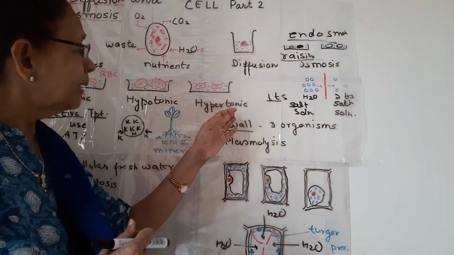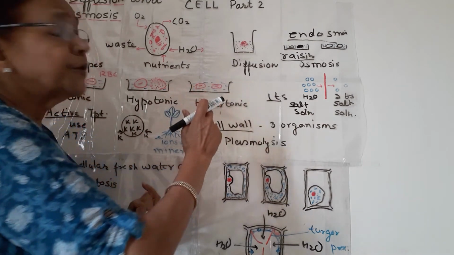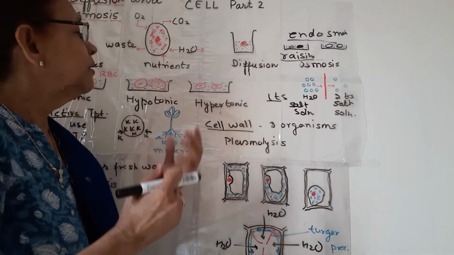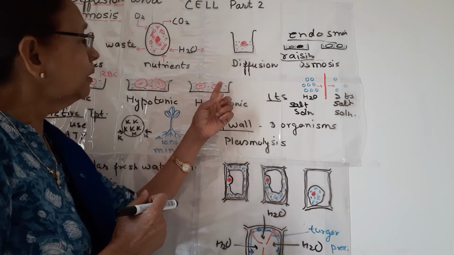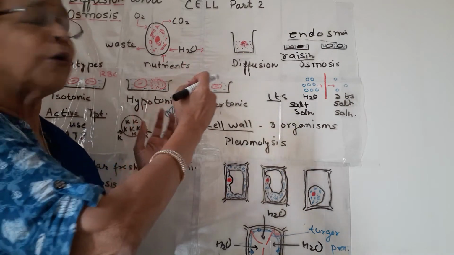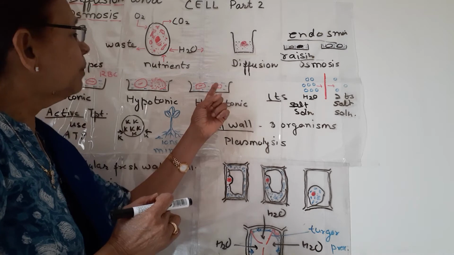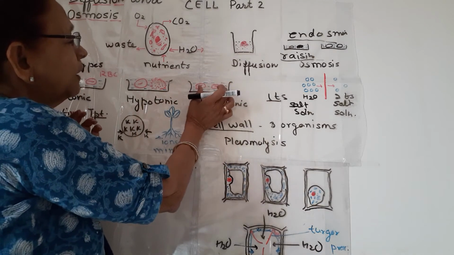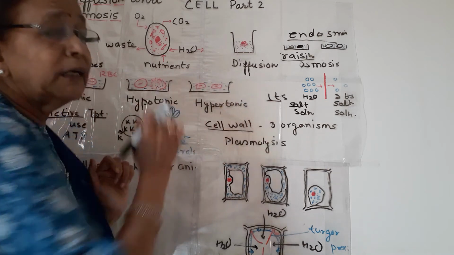The third is hyper. Hyper means more. More means the outer solution is more concentrated than the RBCs. So here the concentration of the solution is more than the cytoplasm of RBC. So from the RBC, the water comes out into the outer medium. When the water comes out, they dehydrate or they shrink. So these are the shrunken RBCs in the hypertonic medium.